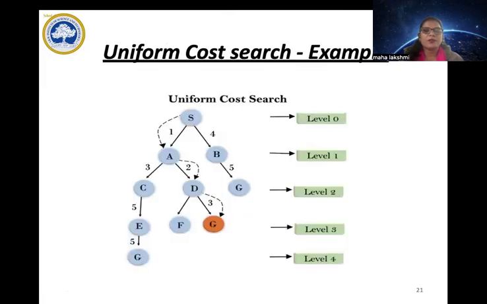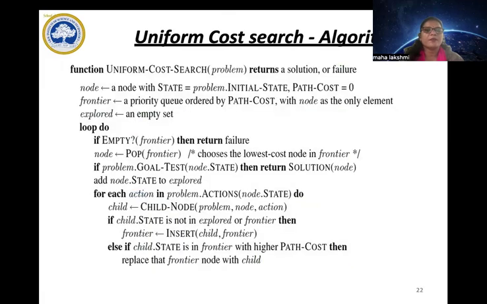If you take an example with the uniform cost search algorithm with this corresponding tree, which has 4 levels, how the algorithm works is: uniform cost search returns a solution or a failure, and a node state will be a node, and the problem of initial state is path cost should be assigned as 0 initially, and a priority queue ordered by path cost with the node as the only element is considered as a frontier, an empty set will be explored, and in the loop we have to check again until we are reaching the solution or a failure. For checking that, if empty, then return failure.